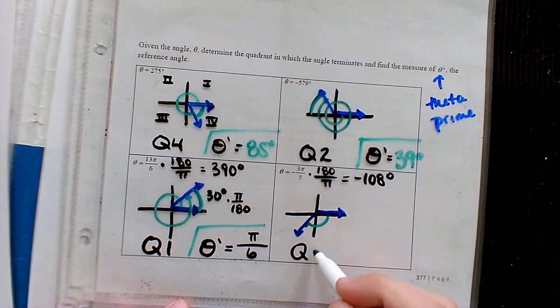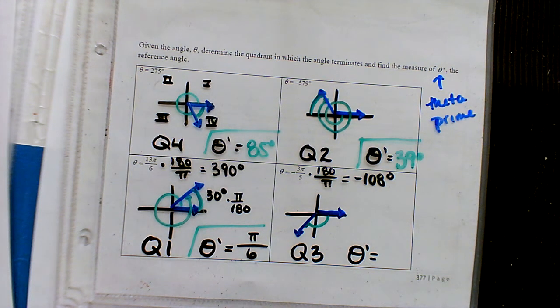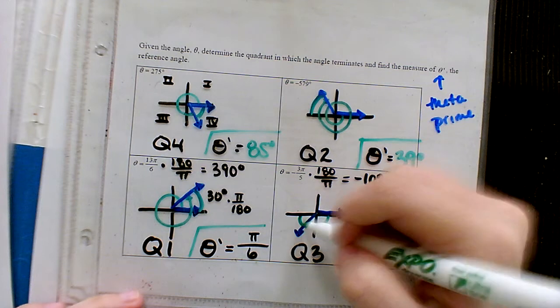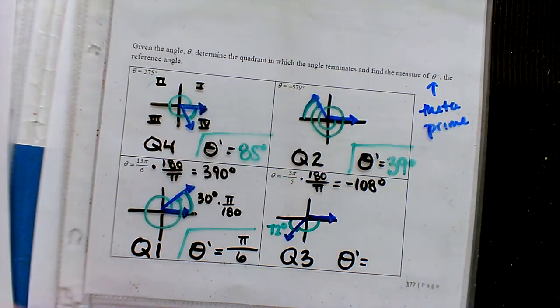So it looks like the quadrant is quadrant 3. And let's see if we can figure out theta prime, our reference angle. This reference angle to the closest x-axis is 72 degrees, but we started with a radian, so we're going to convert it back to a radian.